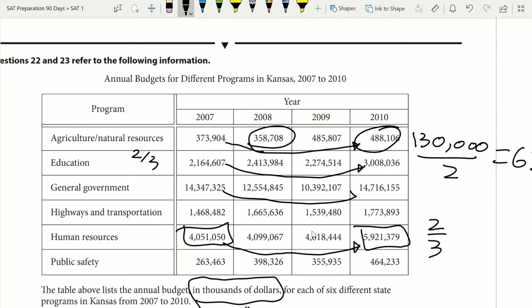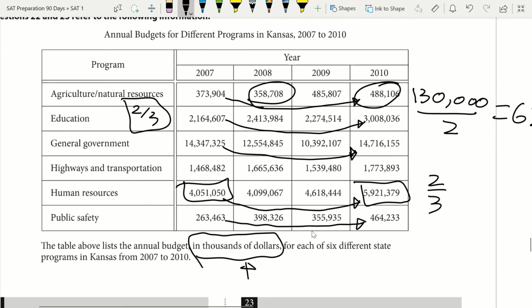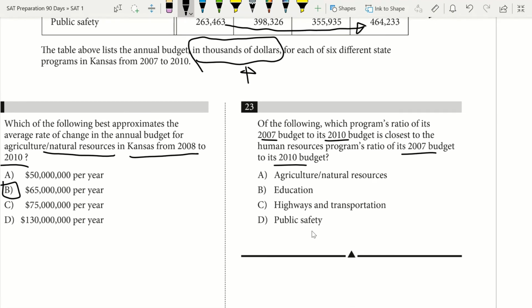General government, that's not even close to an increase of 1.5x. Highways and transportation, also not even close. Public safety, that's more of a double, so that one's also not close. So my closest then would be education. So let's go ahead and scroll down and see if we have education as an option. We see that we do, so our answer for 23 would be B.